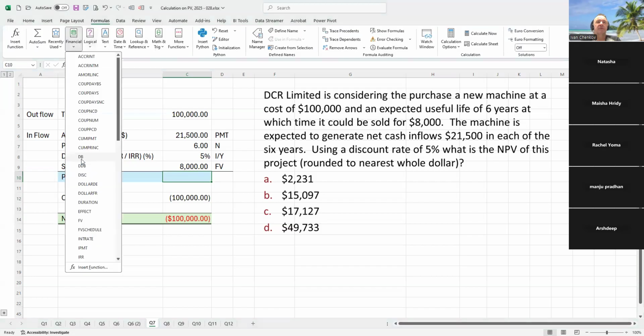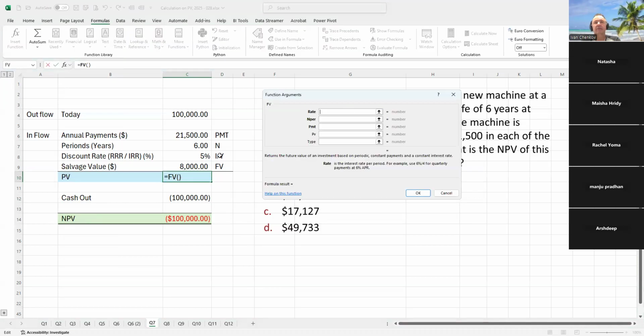Okay, let's go now. Formulas, Financial, future value. Rate, we have it, 5%. Number of years, 6. Payments, 21,500. Enter it as a negative so you can get the positive result.